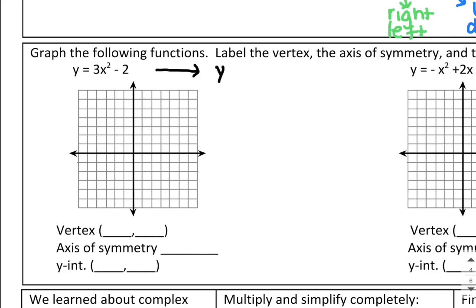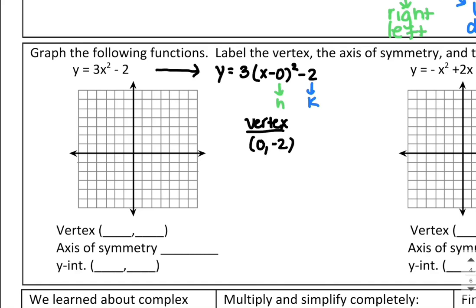So I'm going to convert this into vertex form. What I'm actually subtracting from x before squaring it is 0. So I could rewrite this as 3 times (x minus 0) squared minus 2. This is vertex form now. I didn't change anything. This is the same exact equation as before, but now I can very obviously see what my h is. My h is 0, and my k is negative 2. So I know that the vertex is going to be (0, negative 2). I'm going to plot that.